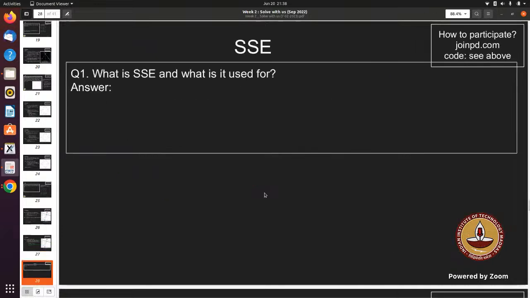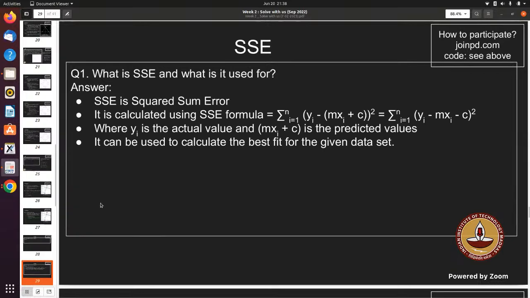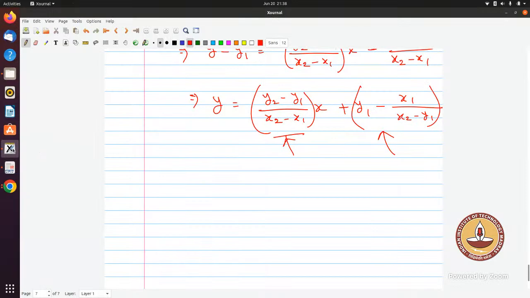Okay. So I was talking about SSE. SSE is sum square error, as I am saying. Now, suppose you have some experimental values. You have done some experiment, giving input as x, and y is your experimental value. So for x1 you are getting y1, for x2 you are getting y2, for x3 you are getting, say, y3. These are your experimental values.